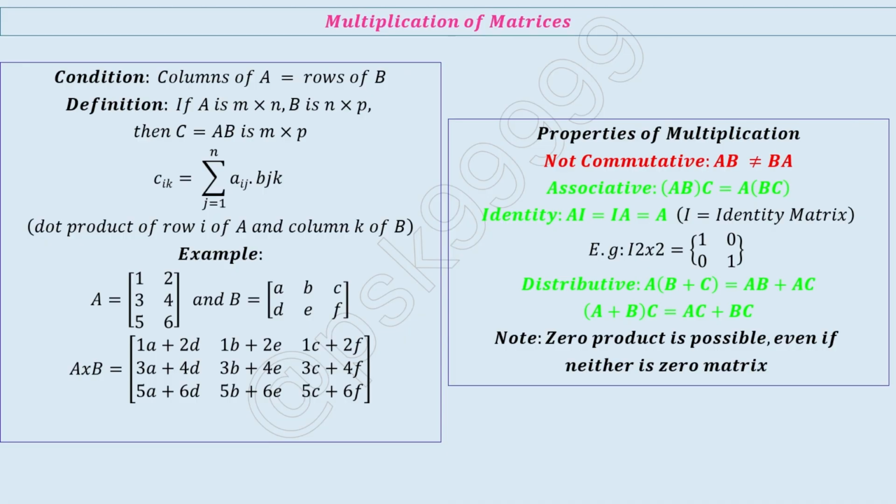Okay. Now the properties: is it commutative? No, definitely it is not, because if you take A into B, if it is possible, B into A may not even be possible. The number of rows may not be equal to the number of columns there, right? So it is not guaranteed that AB is equal to BA. It is not commutative. Associative, yes, AB into C equals A into BC.